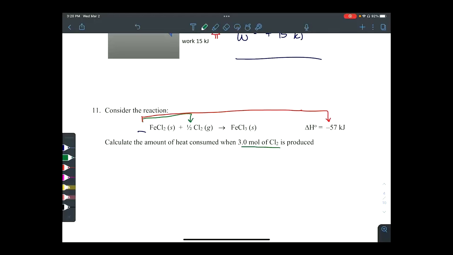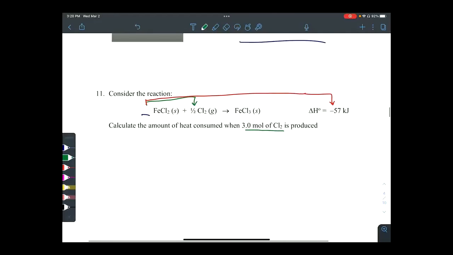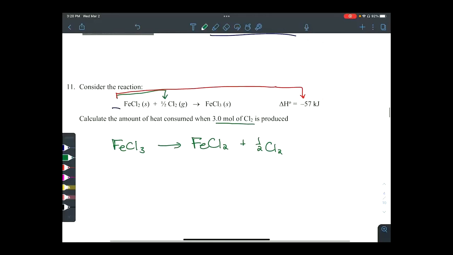But if we reverse the reaction, what do we also need to do? Change delta H. So what you can do is you can rewrite it if you want. So iron Cl3, I'll just drop the states because I'm lazy. Iron Cl2 plus half a mole of chlorine. So I just reverse the reaction. And the new delta H value is positive 57 kilojoules. So this means that in this direction, the reaction is consuming heat in order to produce, right?